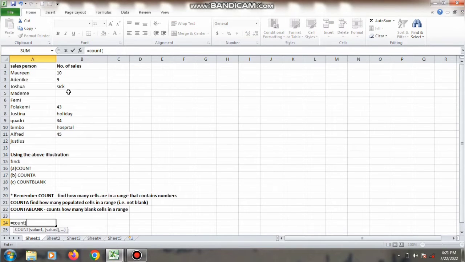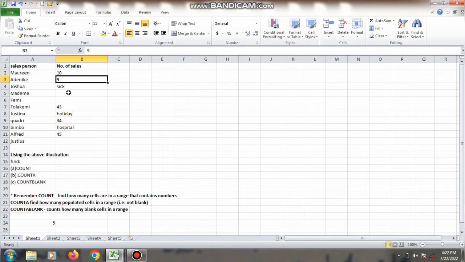Equals COUNT, open your brackets, from B2. You can use your cell range if you don't want to be typing. We have done that in our previous class. B2 through to B12. That is the way to make Excel work fast. What happened? It gives us 5. Let's check. How many numbers are there? 1, 2, 3, 4, 5. Excel can only see 5 cells that have numbers. So this is our answer, and that answers my question number A.